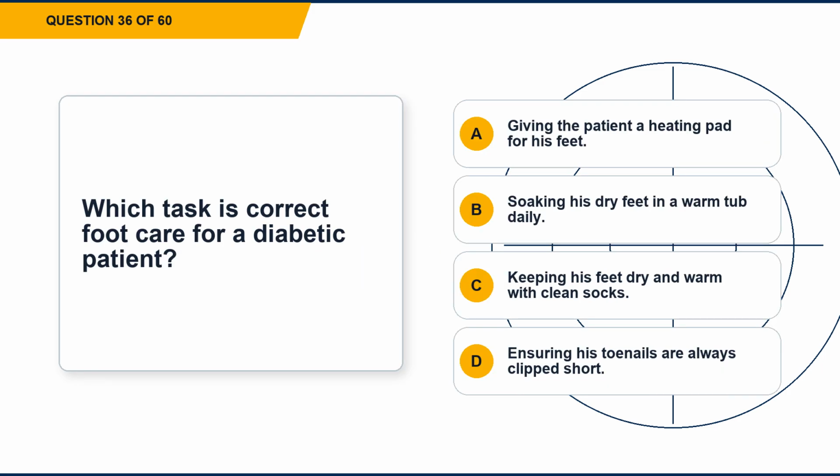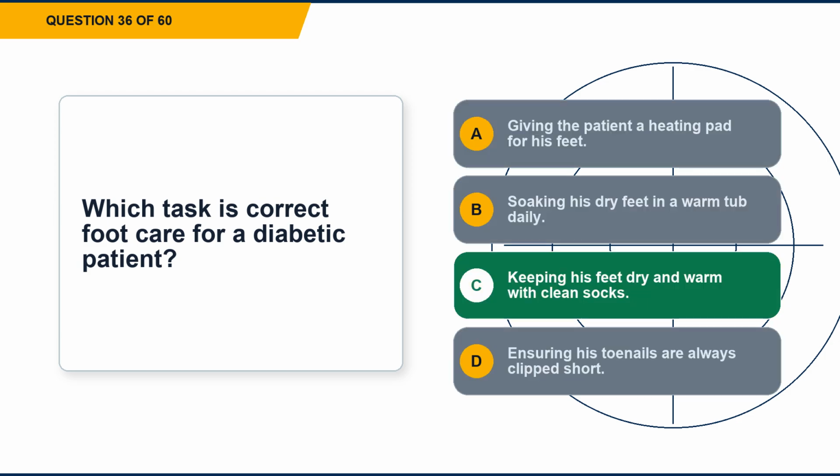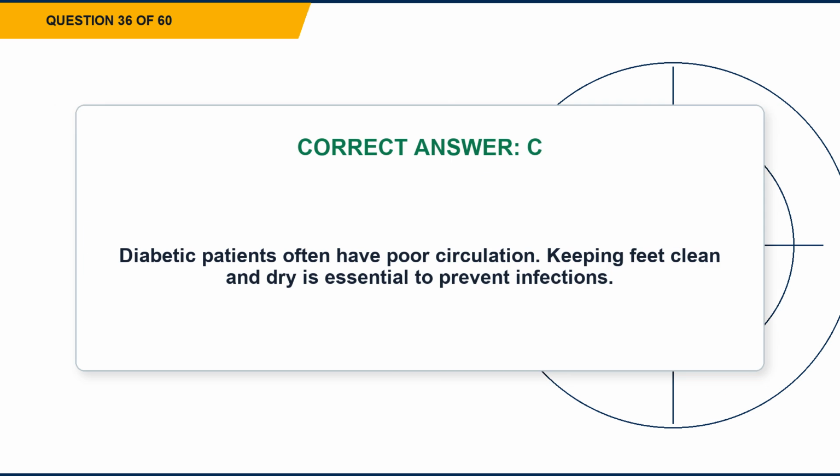Question 36. Which task is correct foot care for a diabetic patient? Option A, giving the patient a heating pad for his feet. Option B, soaking his dry feet in a warm tub daily. Option C, keeping his feet dry and warm with clean socks. Option D, ensuring his toenails are always clipped short. The correct answer is option C, keeping his feet dry and warm with clean socks. Explanation. Diabetic patients often have poor circulation. Keeping feet clean and dry is essential to prevent infections.